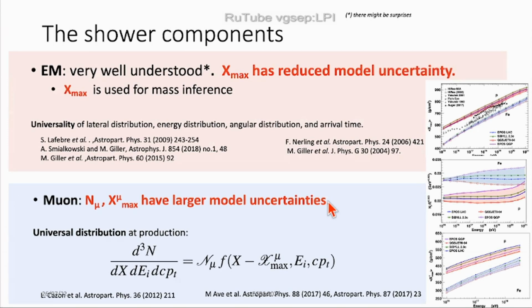This introduces some uncertainties in the prediction of the main observables of the showers. The electromagnetic shower is very well understood, and this translates into Xmax being the observable used for mass inference. But the muons have lots of room for variation from model to model. They have large model uncertainties, and this is the reason why muons are typically less trusted for reconstructing the mass composition of cosmic rays.